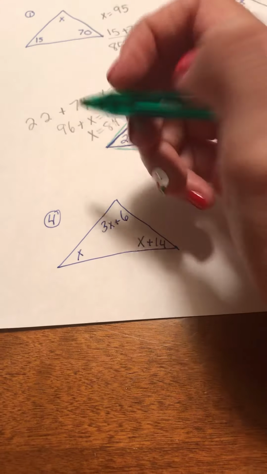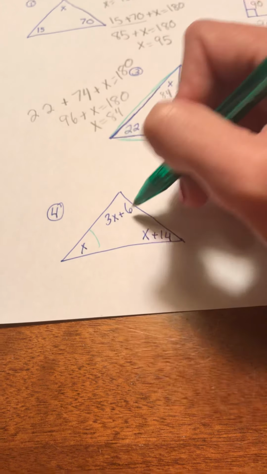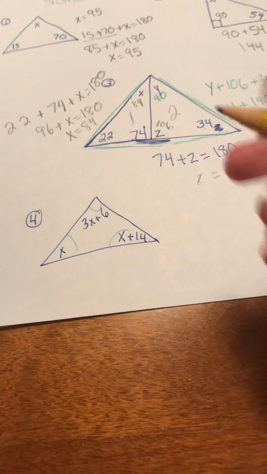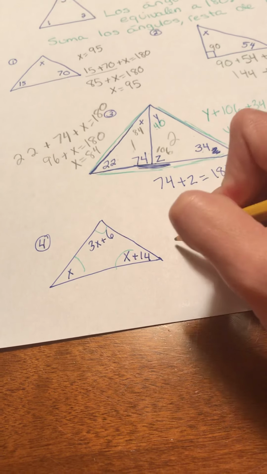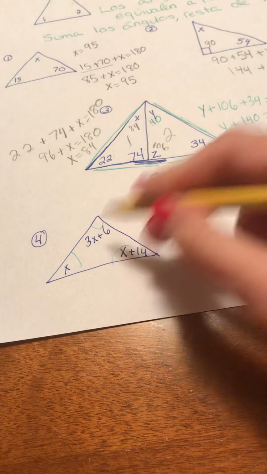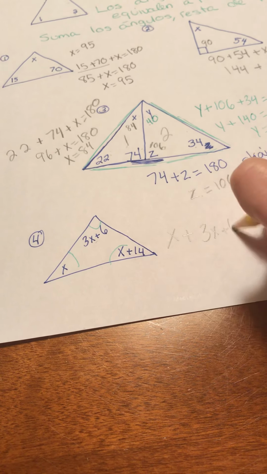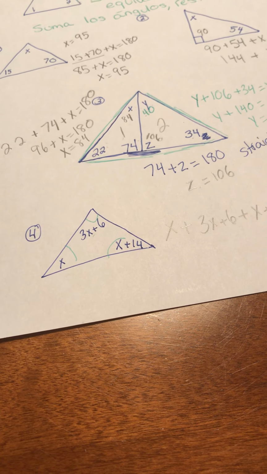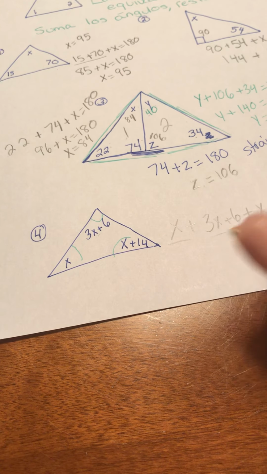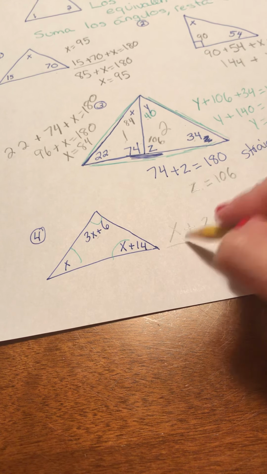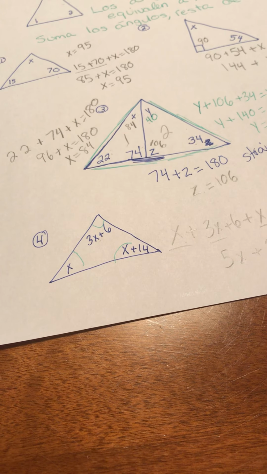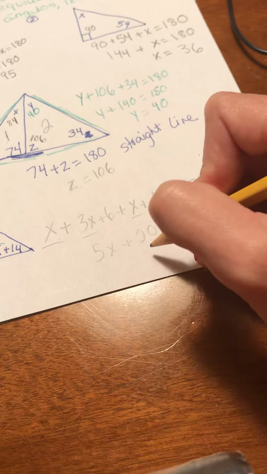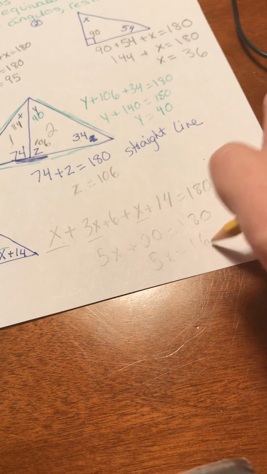For the last one, the angles are represented with algebraic expressions, meaning that they have x's involved, but the angles should still add up to 180. So the first angle is x, plus the second angle is 3x plus 6. The third angle is x plus 14. That has to equal 180. Collect your like terms, and you have 3, 4, 5 x's plus 20 is equal to 180. Subtract 20 on both sides, so you get 5x is equal to 160.